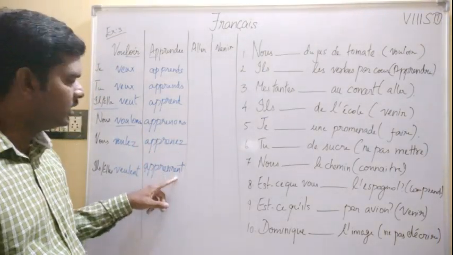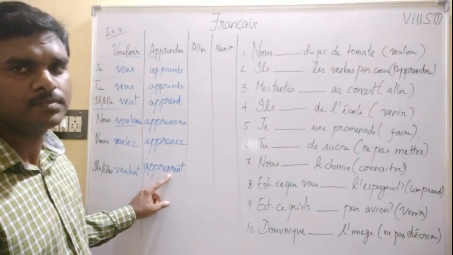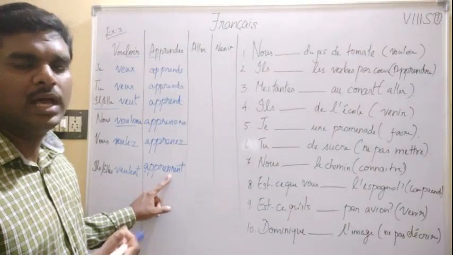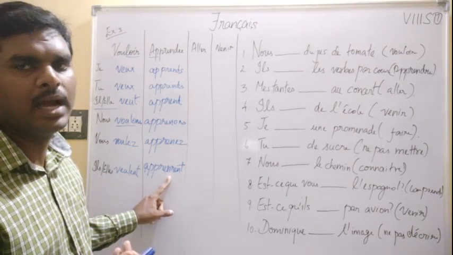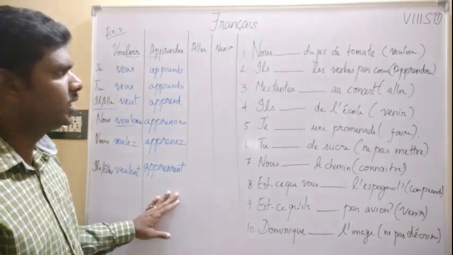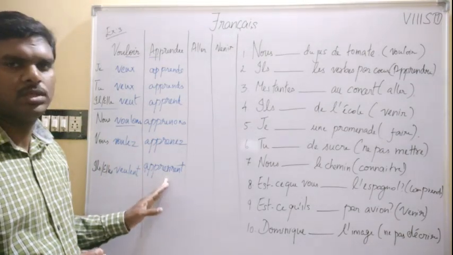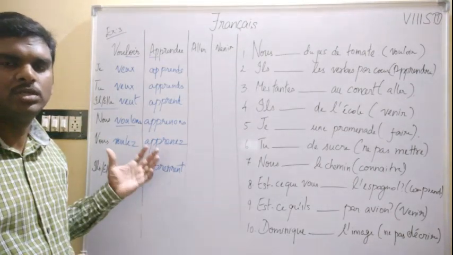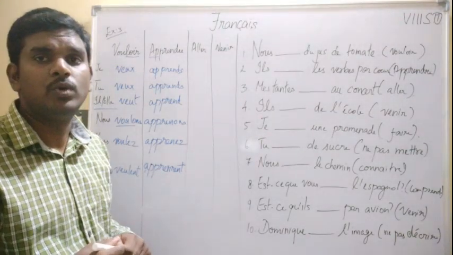When you come to ils and elles, the spelling is again totally different, with a double N. So how to remember this? Again, the answer is you must learn this verb by heart. There is no other way. So don't forget vouloir and apprendre. Even though they are irregular verbs, the conjugations are different, and we must learn them. Fine.